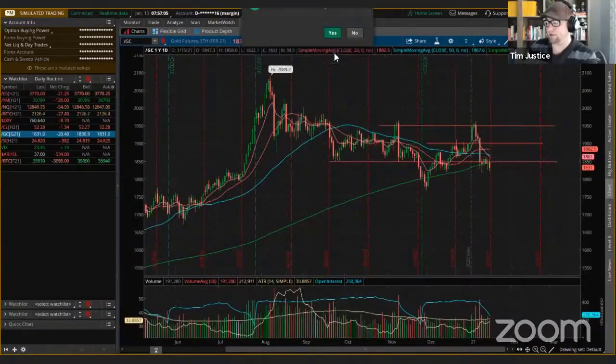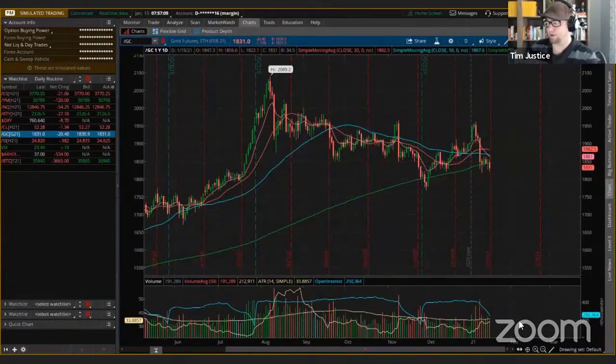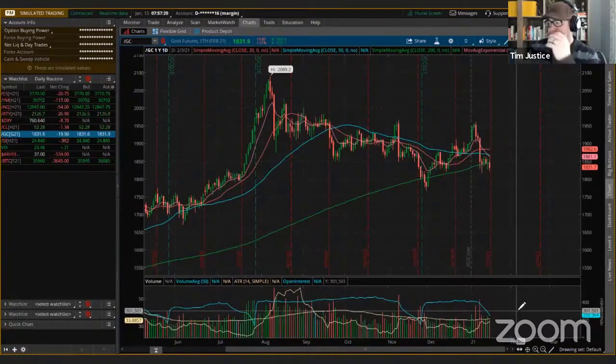Couldn't hold the 1900 technical level. We talked about it, came down to the 200 MA. Now we're fighting down here, Frank. We're definitely fighting for some support. You've got wicks down here around this 1820 to 1830 zone. There's a bunch of price action that I'm watching here, but what are you seeing here in gold?